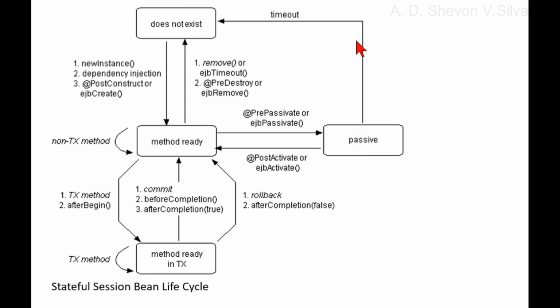To transition from method ready state to the method ready in transaction state, the following occurs. A transaction is started from the method ready state to the method ready in transaction state. A transaction is started, and the session synchronization method after begin is invoked.